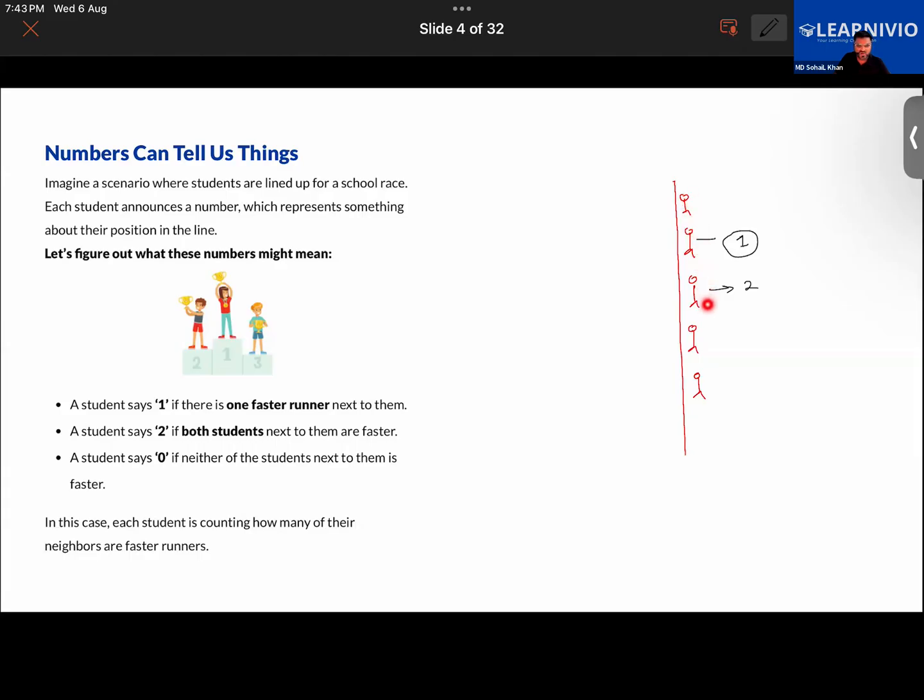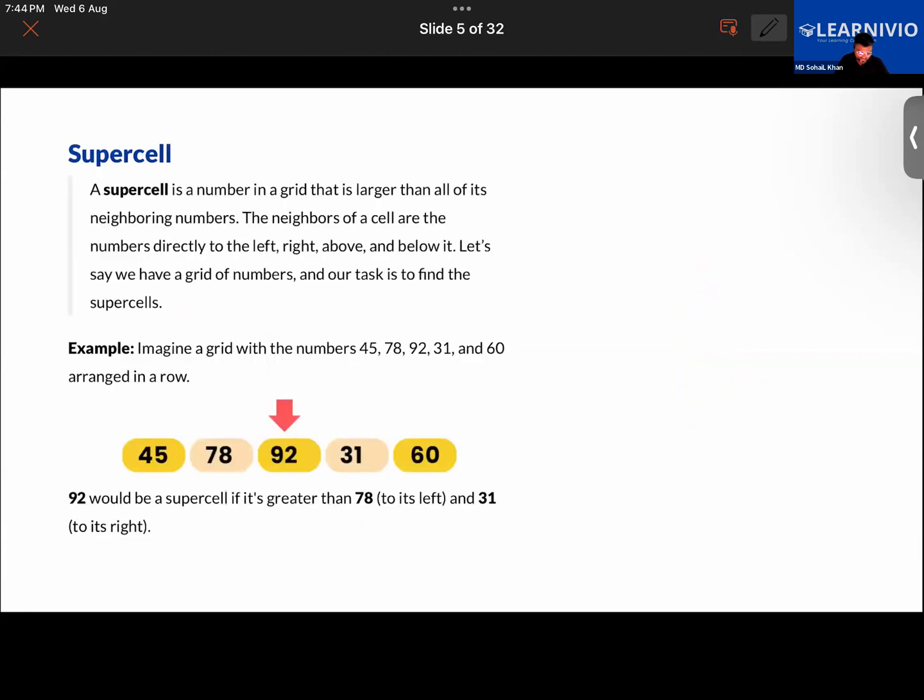A student will say 0 if neither of the students next to them is faster. Suppose there's a student who says 0, he will say 0 when neither of the students next to him is faster than him. That's some interesting thing to see. So far, these are some of the basic things we have learned.